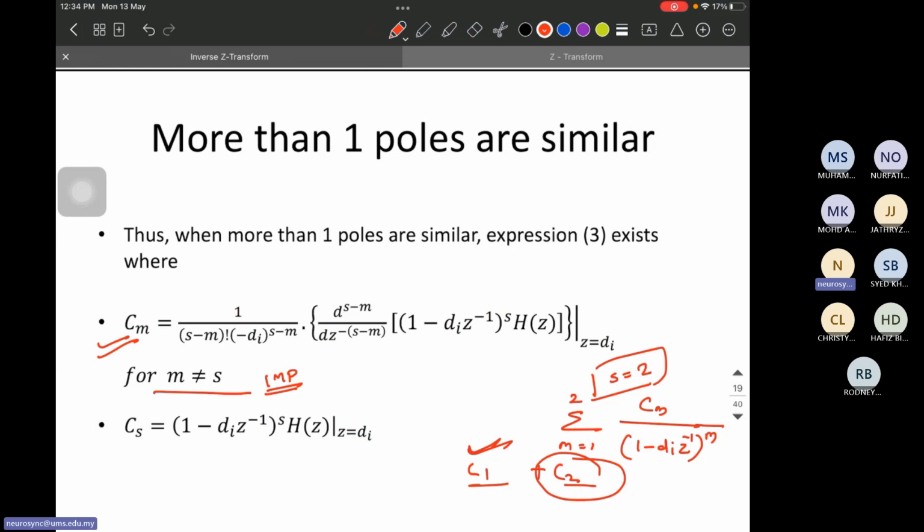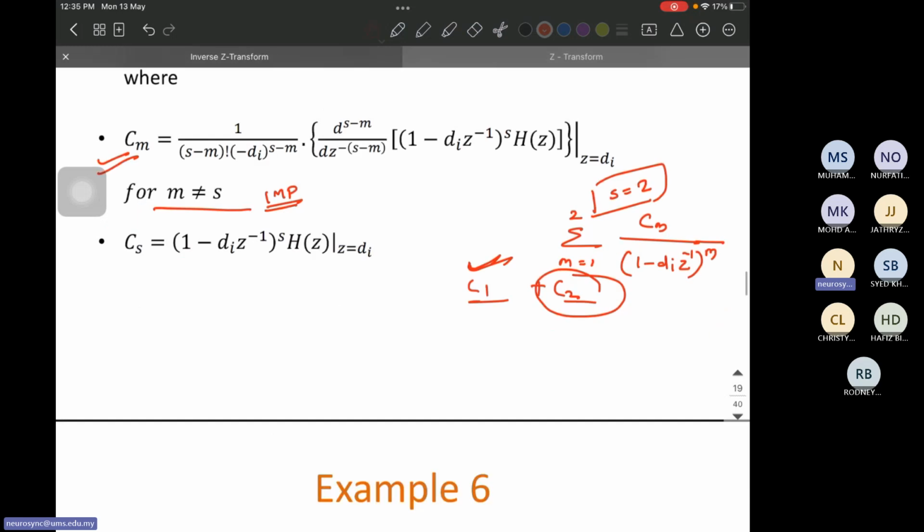So how to find C2 or CS? To find CS, we use the standard formula which we used in the partial fraction expansion method. CS is equal to (1 minus di z inverse) to the power S times H of z, at z equal to di. Like this we will find the constant values.